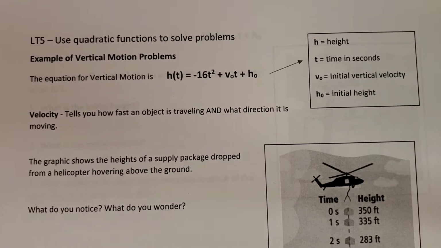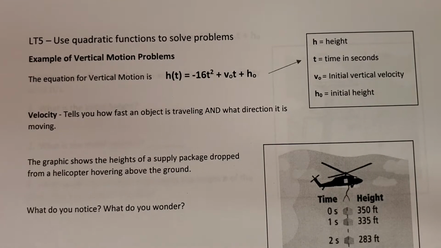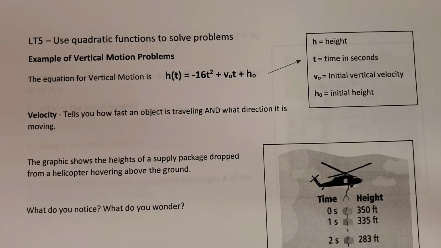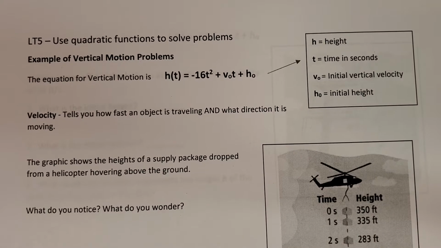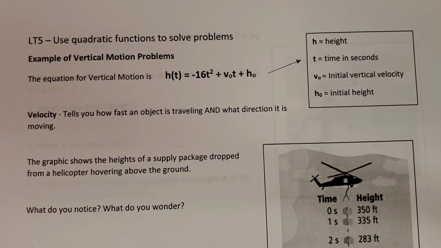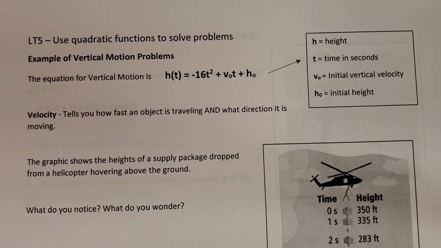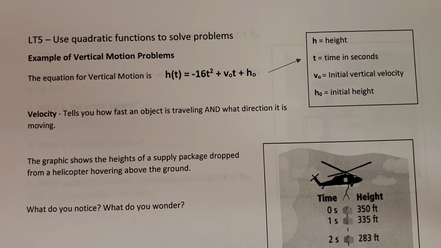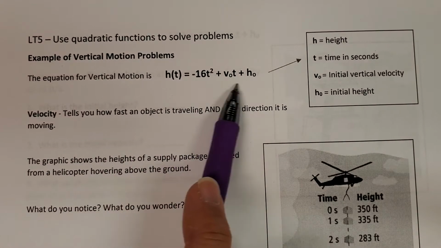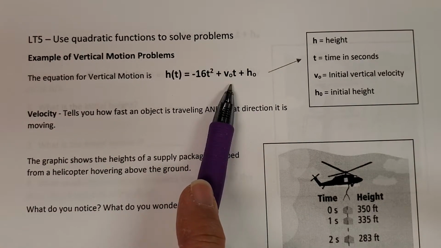So vertical motion would be anytime you drop something from a high place, or any place actually, gravity pulls on whatever objects. That's how we're standing on the earth, because gravity is pulling down on us. So you'll learn more about this in science, but we talk about it a little bit here in the Quadratic Functions chapter.